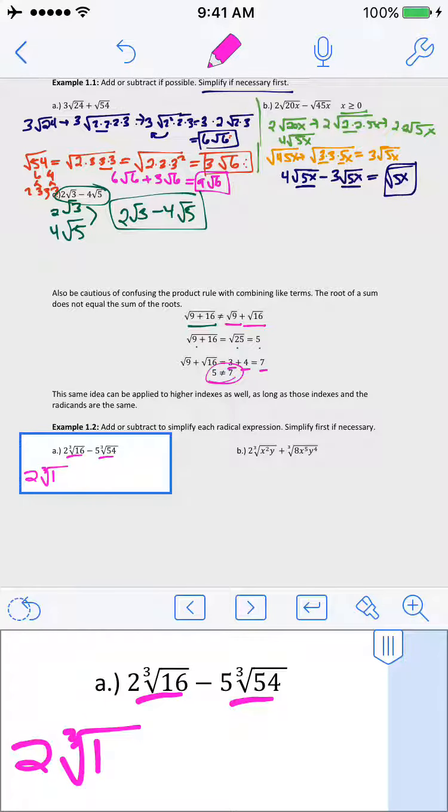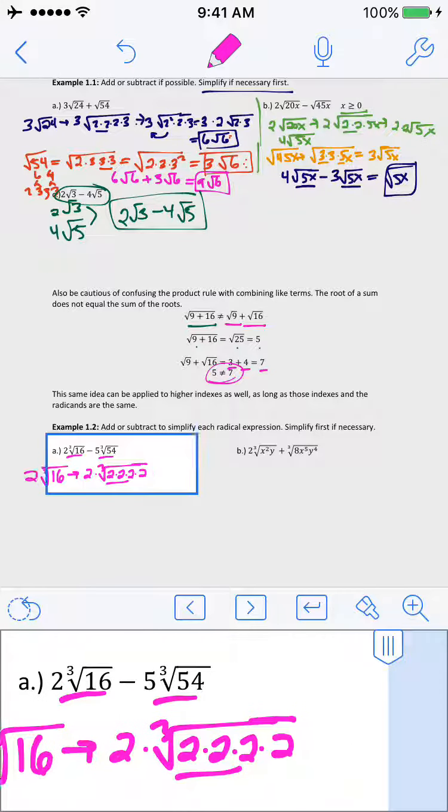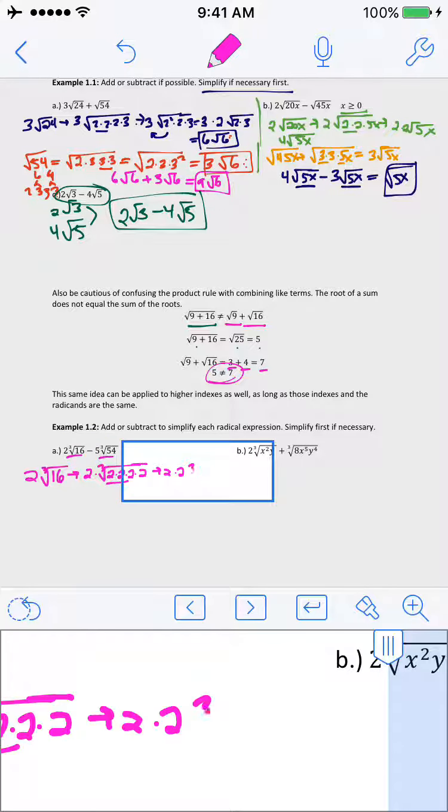2 cubed root of 16. That's going to break into 4 and 4, and 2 and 2 and 2. So 2 times the cubed root of 2 times 2 times 2 times 2 times 2. I see one group of 3. Careful, I am not working in squared anymore, right? Just because you see a 16 doesn't mean it's automatically a square root, right? It's not going to be 4. It's going to be a group of 3. So this is going to be a 2 on the outside and another cubed 2 on the inside. So we get 4 cubed root of 2 as our first number.